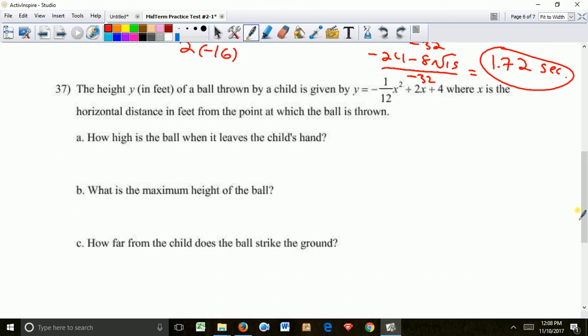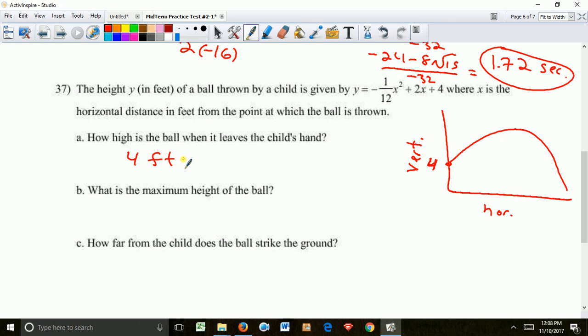The height, y in feet, of a ball thrown by a child is given by y is equal to negative 1/12x squared plus 2x plus 4, where x is a horizontal distance in feet from the point at which the ball is thrown. So here's your horizontal distance, and then here's the vertical distance, how high. When x is equal to 0, when the horizontal distance is 0, the vertical distance is 4. So how high is the ball when it leaves the child's hand? 4 feet.